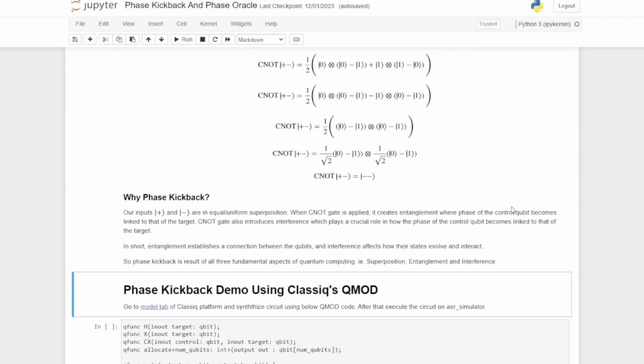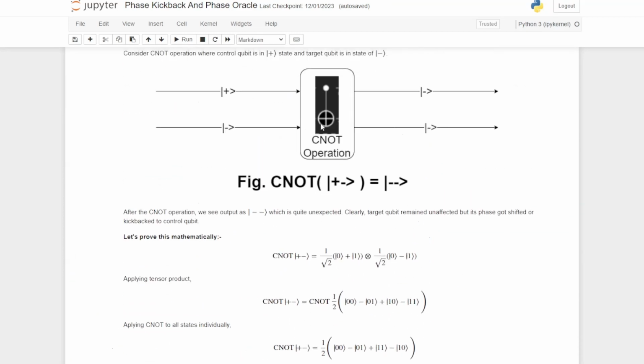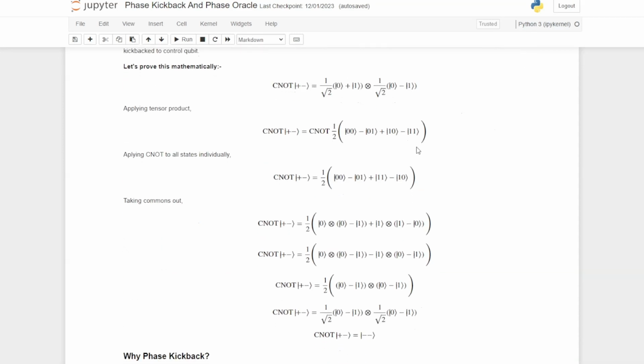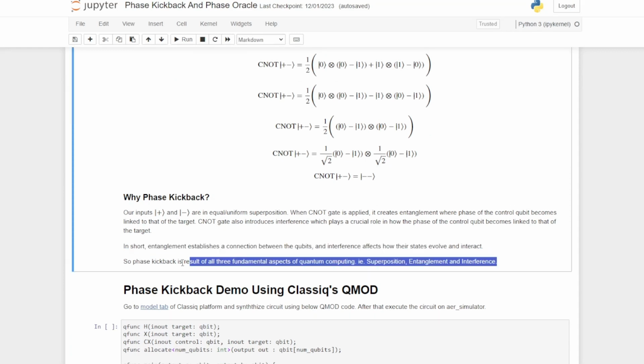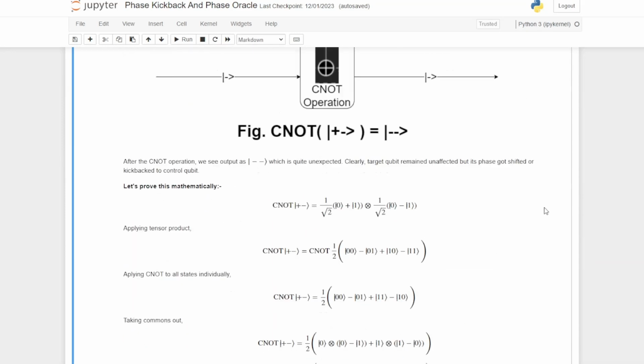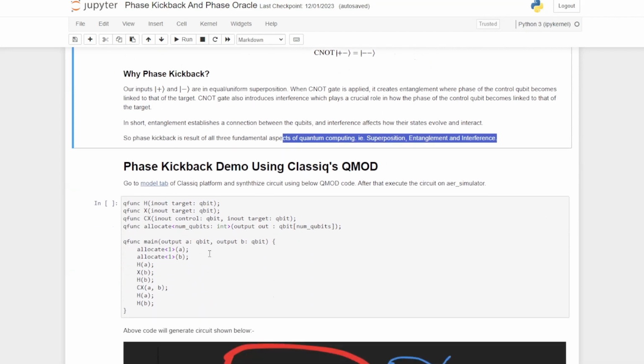So now we proved it mathematically, but you might think why this happens. It happens because here we are applying the C naught gate on states which are already in superposition, and these get entangled with each other in such a way that the control gets affected by the state of the target. So we can think that all fundamental concepts of quantum computing like superposition, entanglement, and interference are responsible for the phase kickback effect.